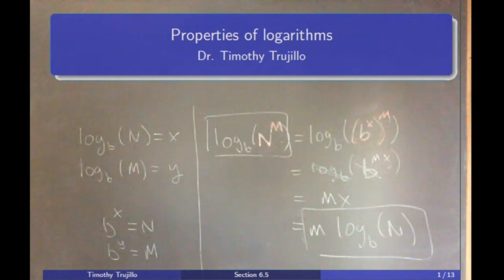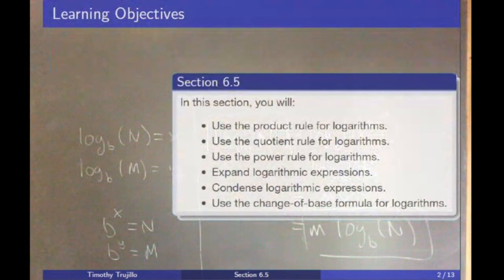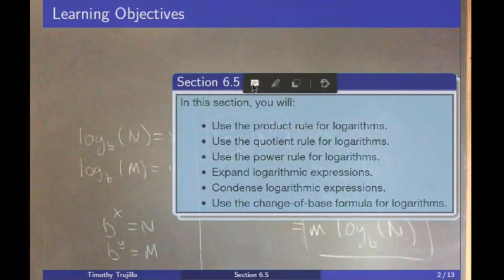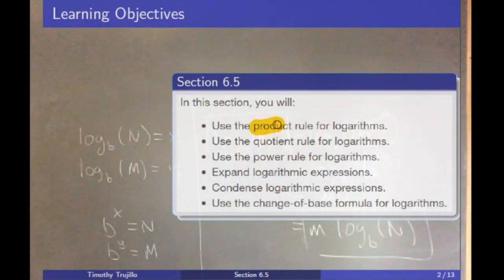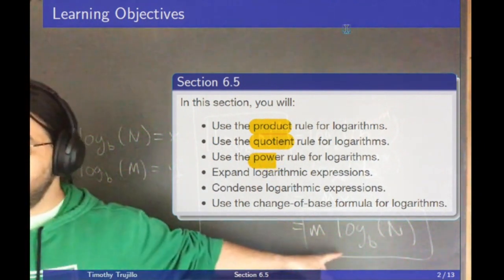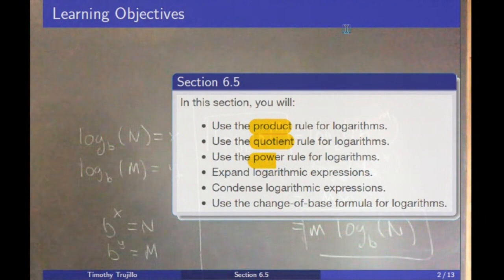And again, this is just the derivation, so I'm not going to ask you to do anything quite like this on a homework. Okay, so what are our learning objectives? Well, there are a few. We're going to learn how to use the product rule, the quotient rule, and the power rule. And those rules refer to the three things that we just looked at right now, right? The product rule is when we look at multiplication, the quotient rule is when we look at division, and the power rule is the one that we just derived here that gave us this m out in the front.